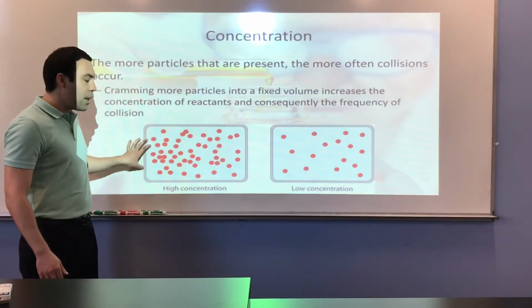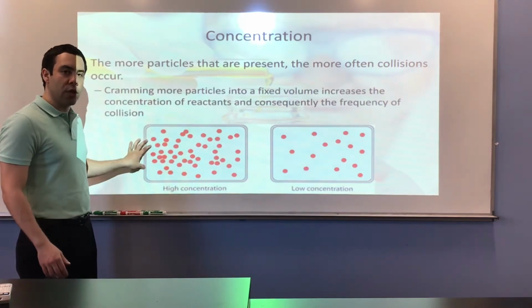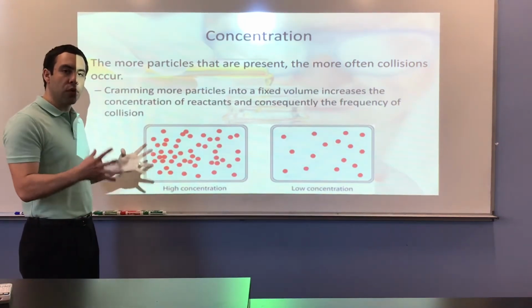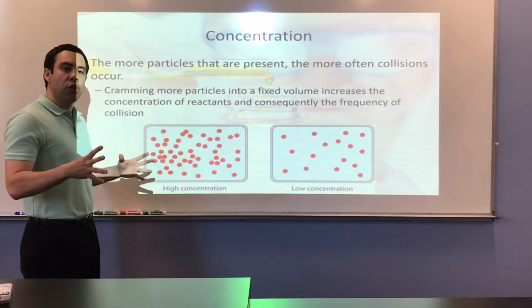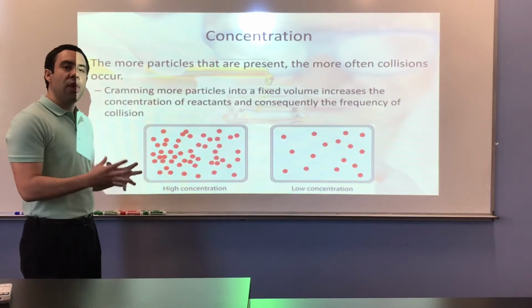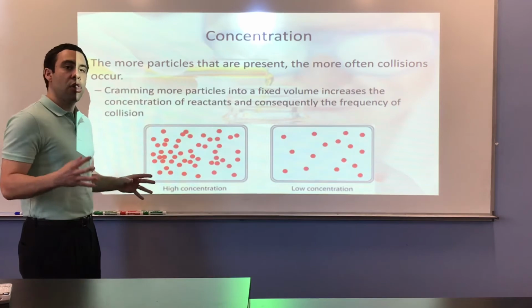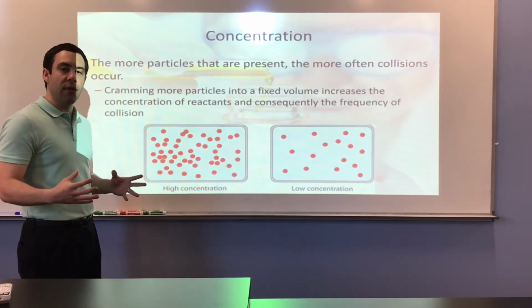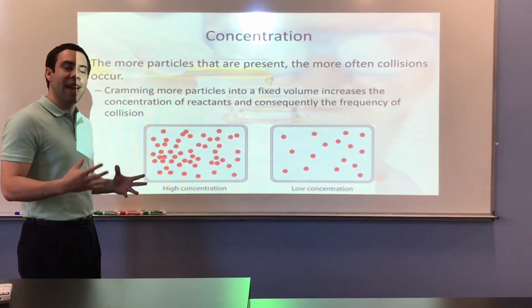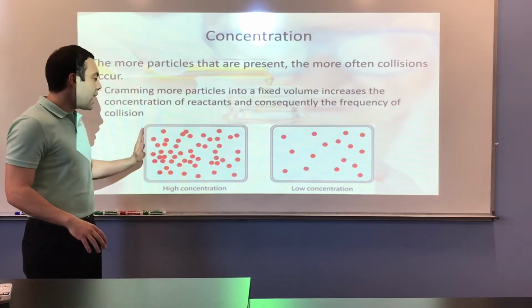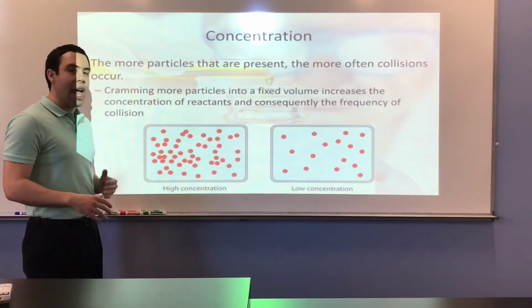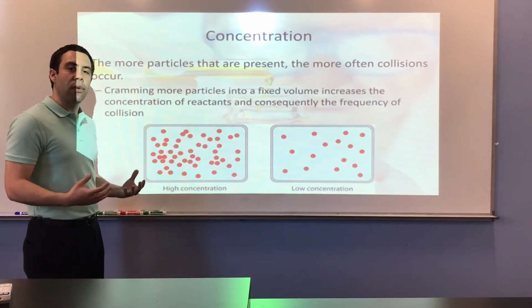The container on the left will have a greater rate of reaction because there are more particles crammed in the same space, which means when they're moving around, there will be more collisions. The more effective collisions we have, that means we have more chemical reactions. So the container on the left will have an increased rate of reaction.